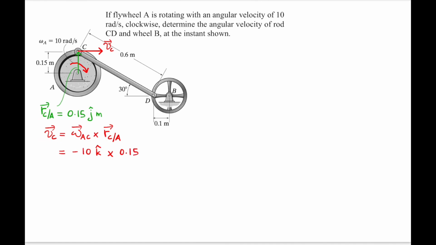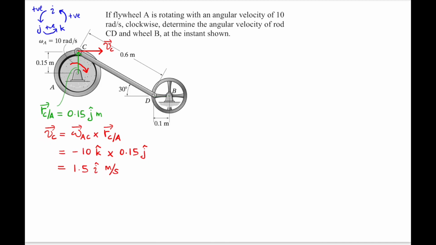Omega AC is negative because of the clockwise rotation. So after calculating the vector cross product, we have VC is equal to positive 1.5 I meter per second. This is true because VC is pointing in the positive direction of the x-axis.